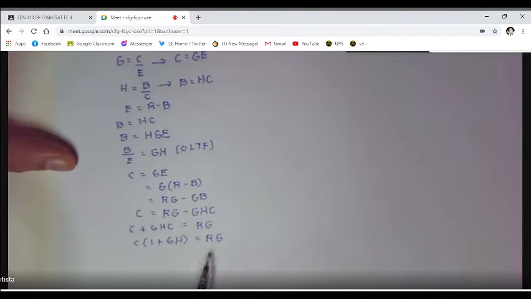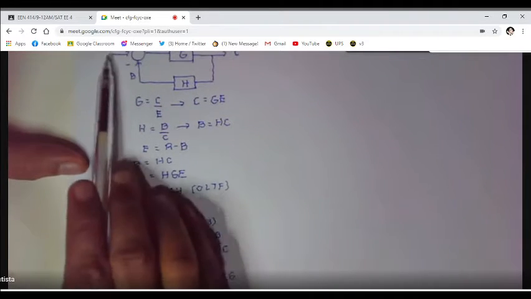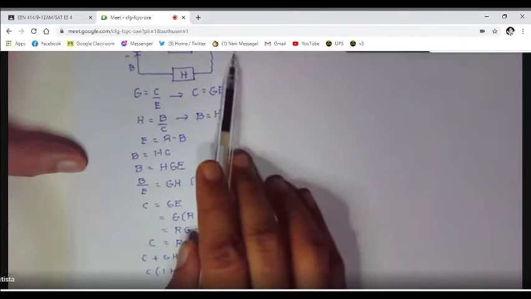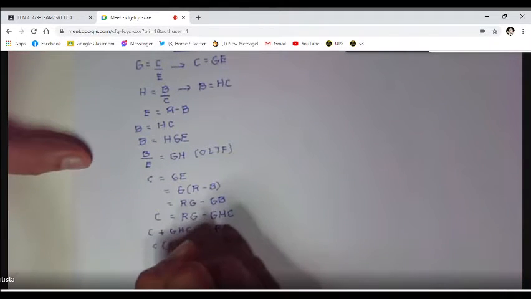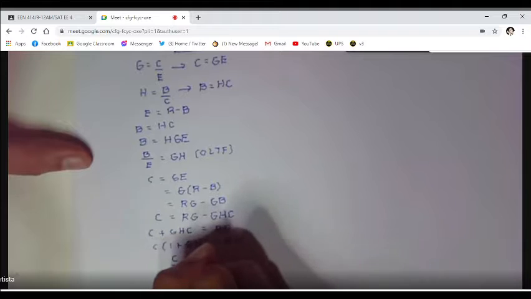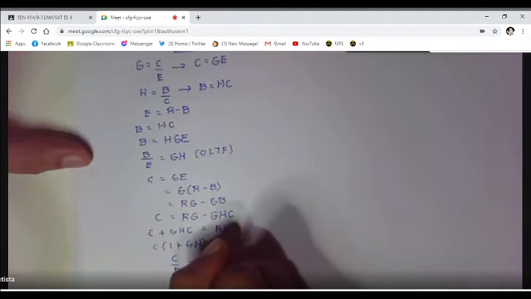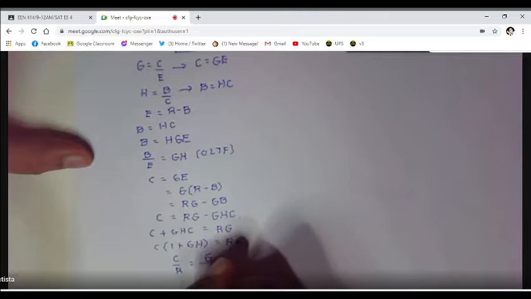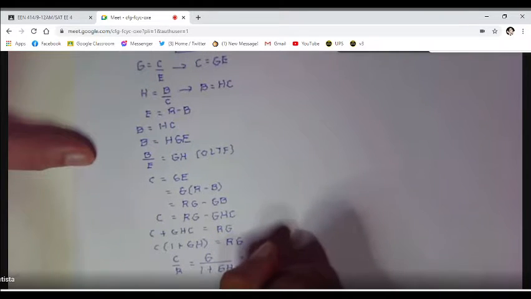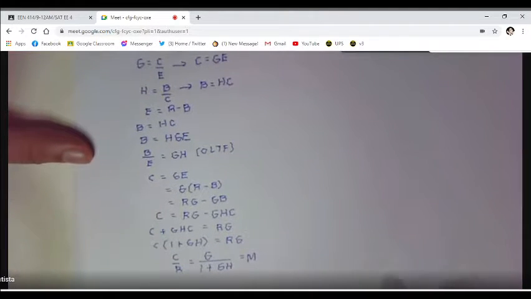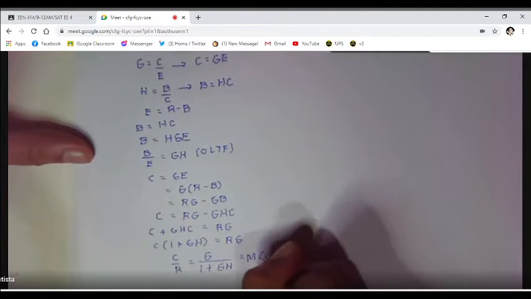Okay. Now, R is the input, C is the output. So, transfer function, we have C over R is equal to G all over 1 plus GH. So, this one is equal to M. Okay, if you look at the slide, M meaning that is the closed loop transfer function. Okay, that's the closed loop transfer function.